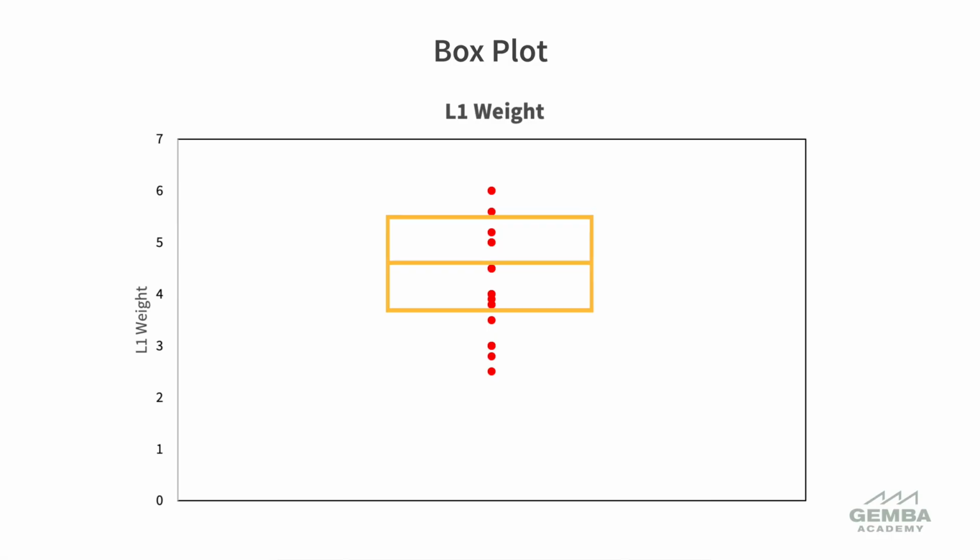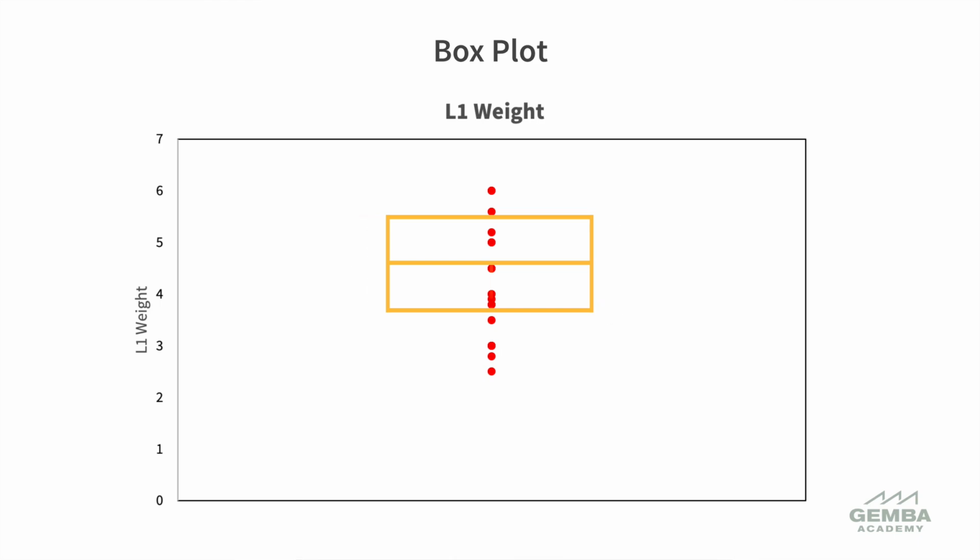The middle line is the median of the data set, also called the second quartile, or Q2. The lower line is called Q1, or the first quartile, and 25% of the data points are below this line. The top line is Q3, or the third quartile, and 75% of the data points are below this line. The distance between Q1 and Q3 is referred to as the interquartile range, or IQR.